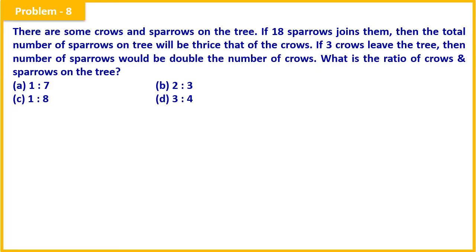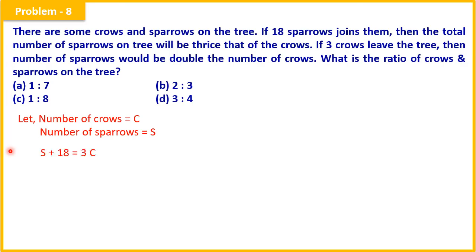Okay. So I will assume the number of crows initially are C and number of sparrows are S. अब पहला स्टेटमेंट क्या बोला है? If 18 sparrows join them, the total number of sparrows on the tree will be thrice the number of crows. So for this particular statement, how the equation will be? If 18 sparrows join them, so I will write S plus 18. In that case, the number of sparrow count will be thrice the number of crows. So this is going to be the first equation, which can be written as S is equal to thrice C minus 18.